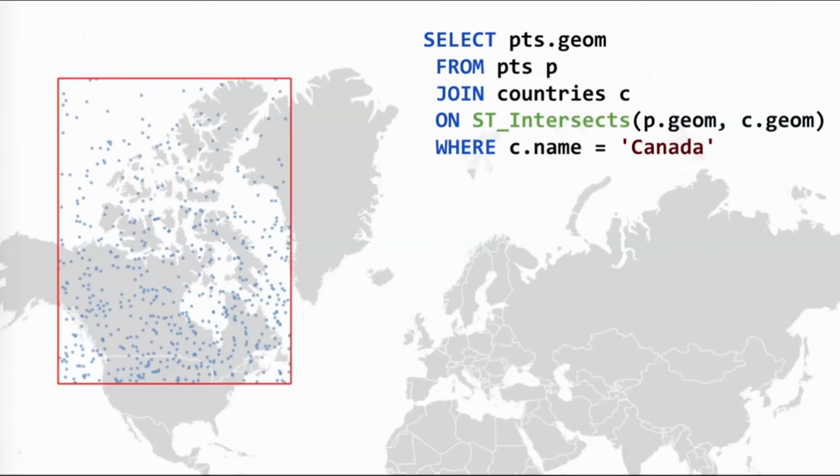Like our working set, all the points that are inside the box, well, it is much smaller than the whole original input of all points. It's still at least twice as big as the final result we're looking for. There's a lot of points in that box that are not in Canada.